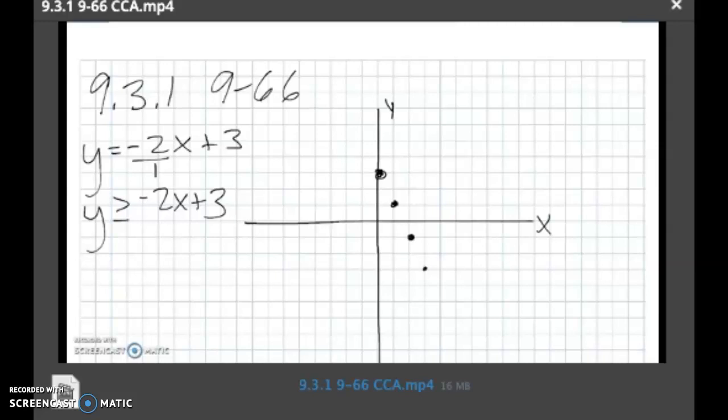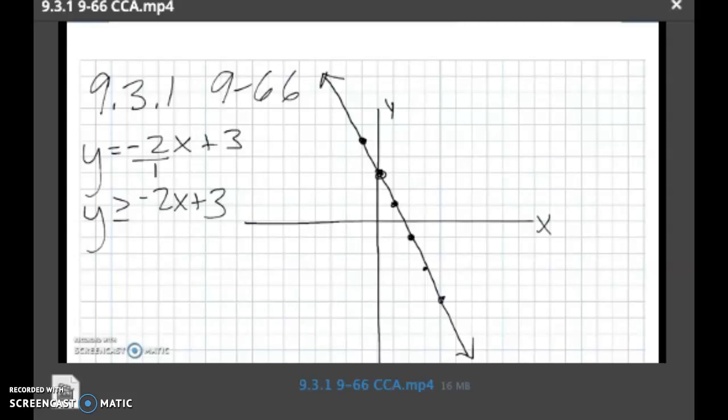And I can keep doing that. And I could also reverse it. Instead of going down 2, I could go up 2 and then over 1 to the left. All right, once we have that, we can draw our line through our points. Okay, so now that's the equation y equals negative 2x plus 3.